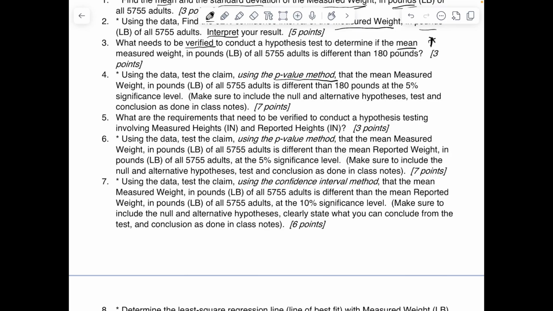So number 5 is going to be what are the requirements needed to verify. So again, now we're verifying to conduct a hypothesis test involving the mean measured heights in inches and the reported heights in inches. So this time it's the measured height and reported height in inches. So make sure that you understand that this time, instead of just there being one group of data, we're using 2 groups, and what exactly we have to verify for this, and that would be in chapter 9 notes.